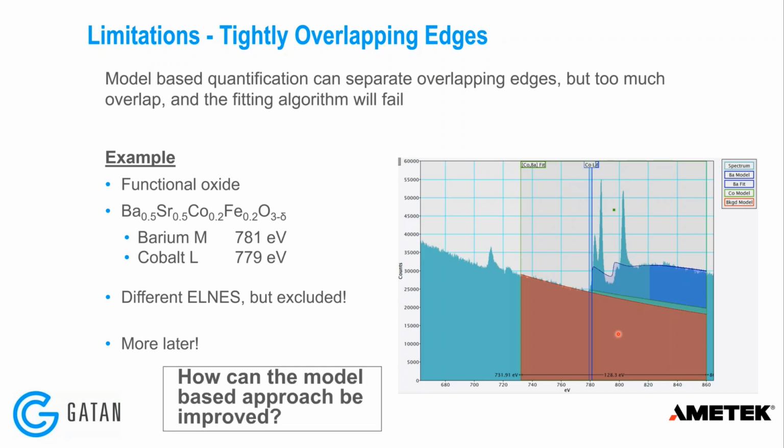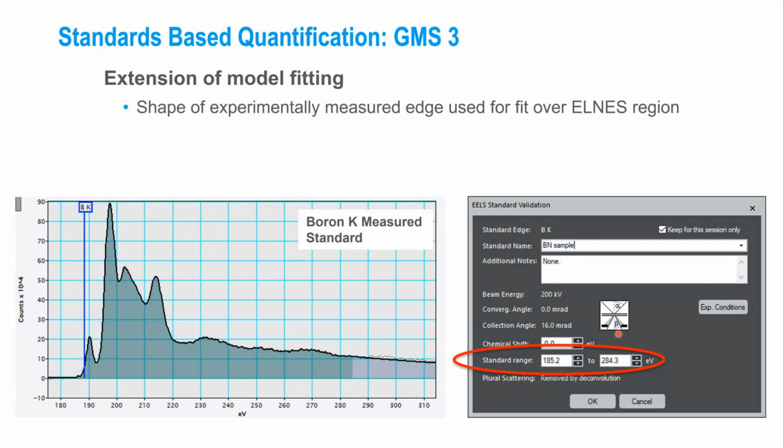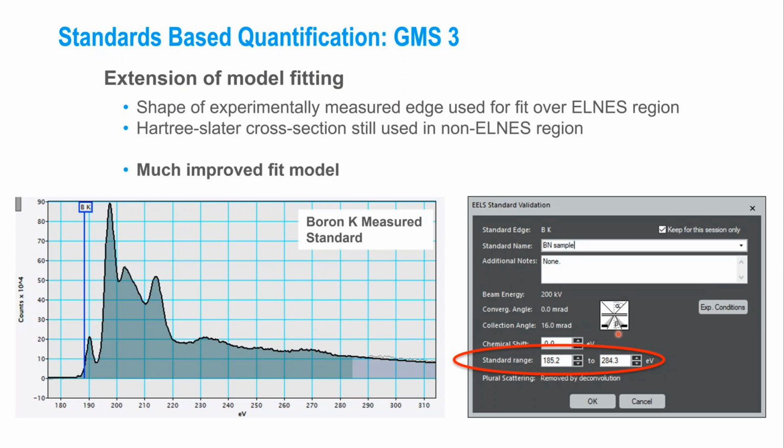So that leads us to ask the question, how can the model-based approach be improved? That's where standards-based quantification comes in. Standards-based quantification is essentially an extension of model fitting. We use the shape of an experimentally measured edge for fitting over the ELNES region, but we still use a Hartree-Slater cross-section to fit in the non-ELNES region. This gives us a much improved fit model, and if we can fit better, as I've already said, our quantification gets better.